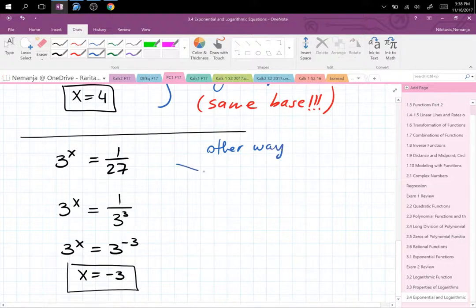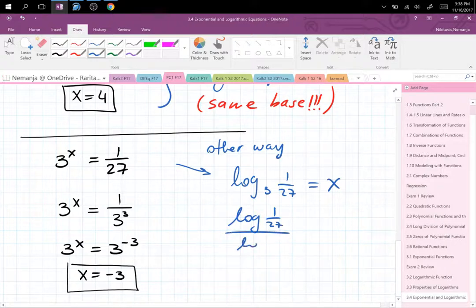Other way. We use conversion to write log base 3 of 1 over 27 is equal to x. That is log of 1 over 27 divided by log of 3. You can use ln as well. And your answer in the calculator better be negative 3. But if we can solve it by comparison in a few seconds, there is really no need to go through conversion.